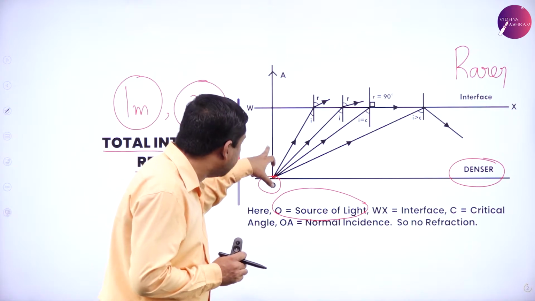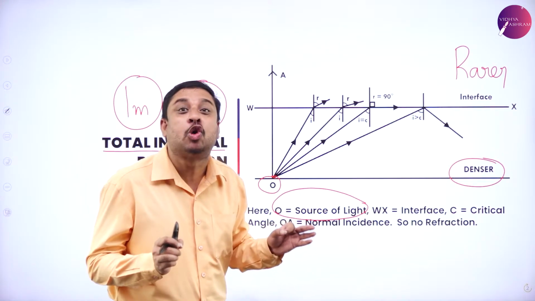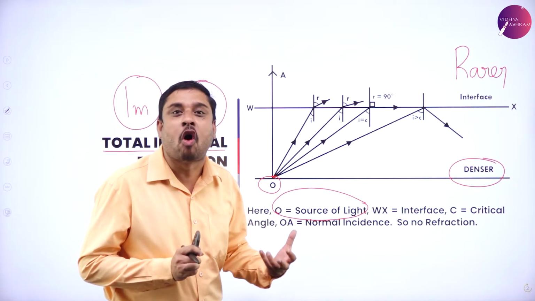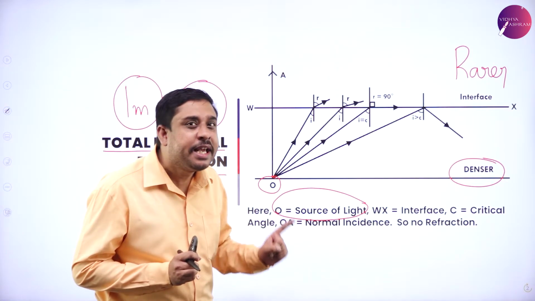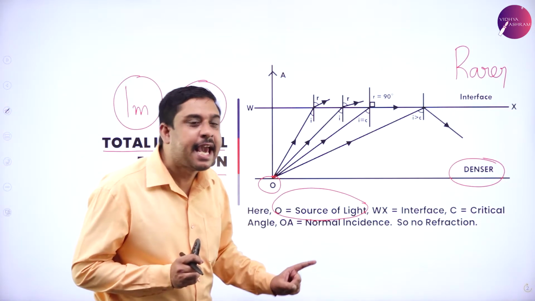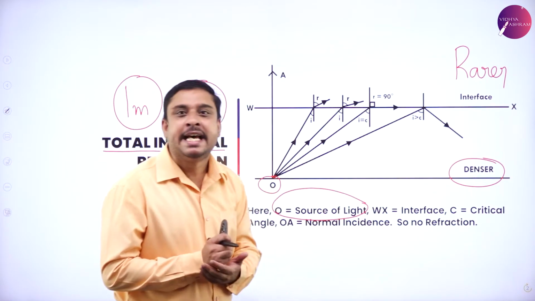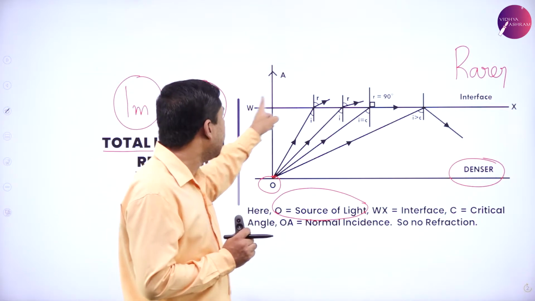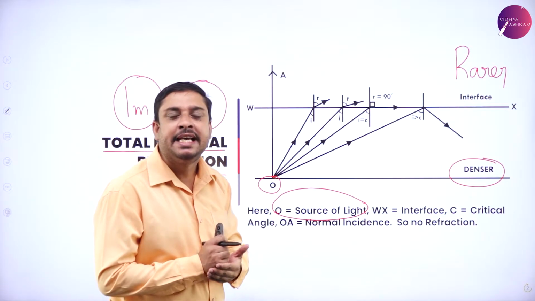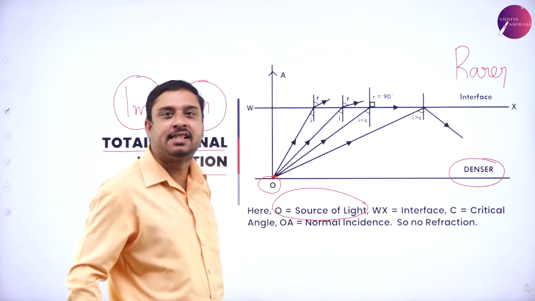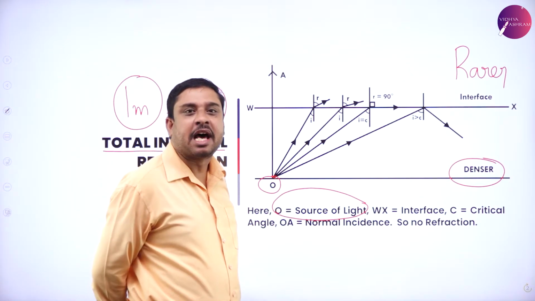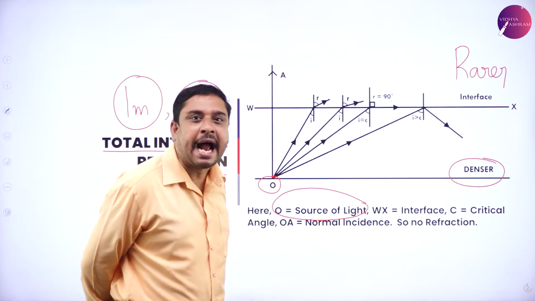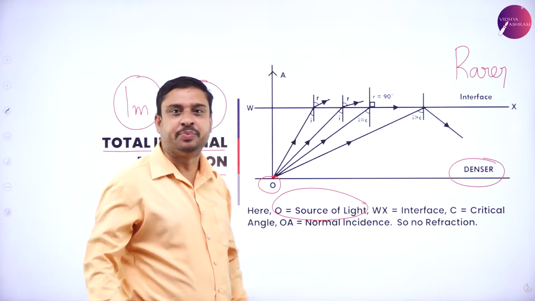So O is the source of light, point source of light. Very important. Again I say the source is placed in the denser medium, and WX is the interface. It is the surface which separates the denser and the rarer medium.